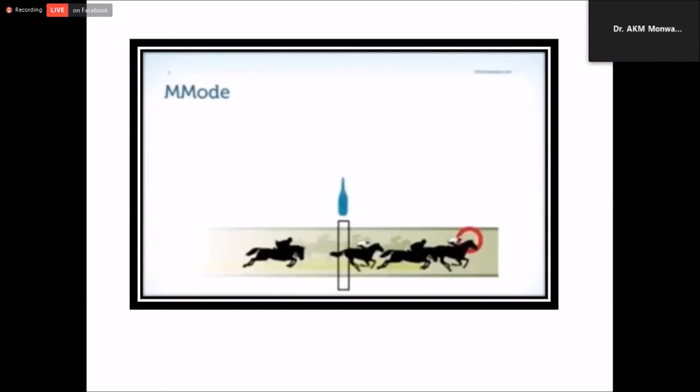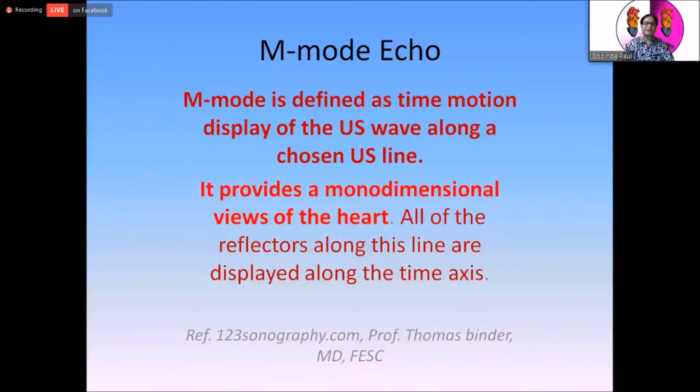Actually, M-mode can be compared to a horse running in front of a fixed movie camera. The movie camera means the M-mode cursor, and the image is created. M-mode is defined as a time-motion display of the ultrasound wave along a chosen ultrasound line. It provides a monodimensional view of the heart. All of the reflectors along this line are displayed along the time axis.